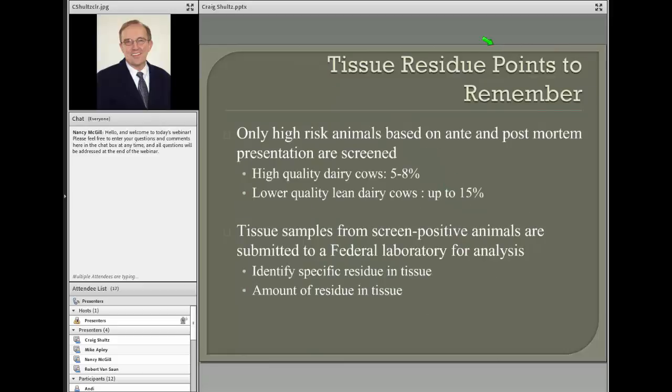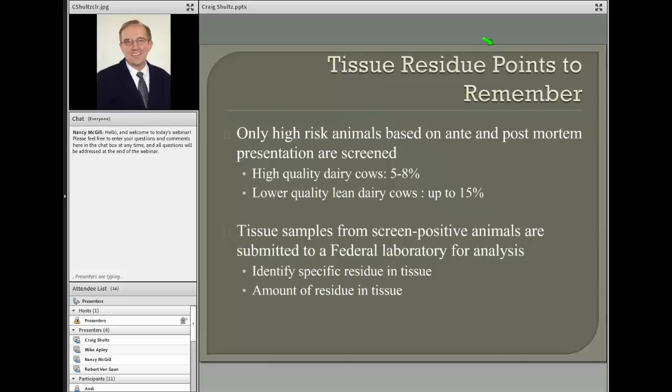A few tissue residue points to remember. One is that only high-risk animals are tested, as I said before. And how many of those are there? Well, if you're looking at high-quality dairy cows, tail enders, sterility cases, cows that are milked off and coming to slaughter pretty healthy, or market beef cows, beef breed cows that are not handled as intensively as dairy cows, you're going to see an incidence of at-risk conditions, both antemortem and postmortem, somewhere around 5 to 8%.